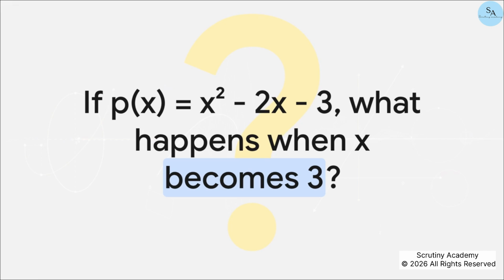P of x equals x squared minus 2x minus 3. Don't stress about the p of x part, just think of it as the machine that draws our curve. What happens if we feed the number 3 into this machine? Let's do the mental math. If every x becomes a 3, well, 3 squared is 9, minus 2 times 3, which is 6, so 9 minus 6 leaves us with 3, and then we subtract the 3 at the end. 3 minus 3 is exactly 0. Keep that 0 in mind. That little magic trick where everything just perfectly vanishes into nothing, that's the secret to our entire lesson today.